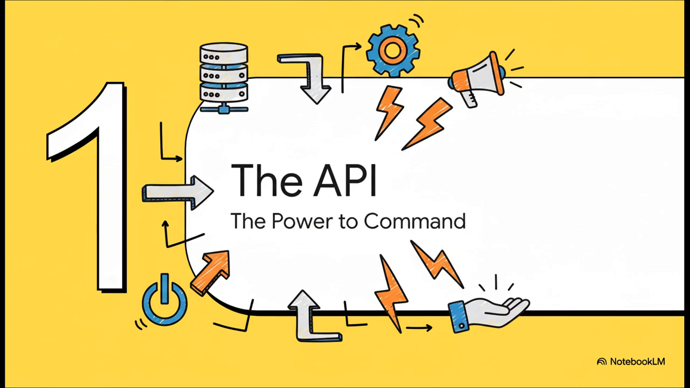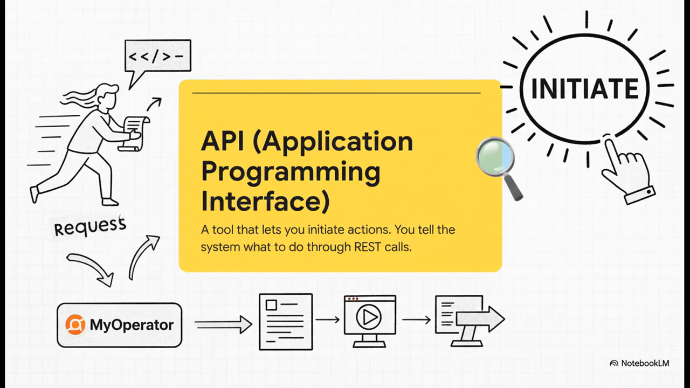Okay, so where do we even begin with all this automation? It all starts with the power to command. You have to have a way to tell your systems, hey, do this. And that right there is precisely what our first tool is all about, the API. So what is an API, really? At its heart, it's just a messenger.